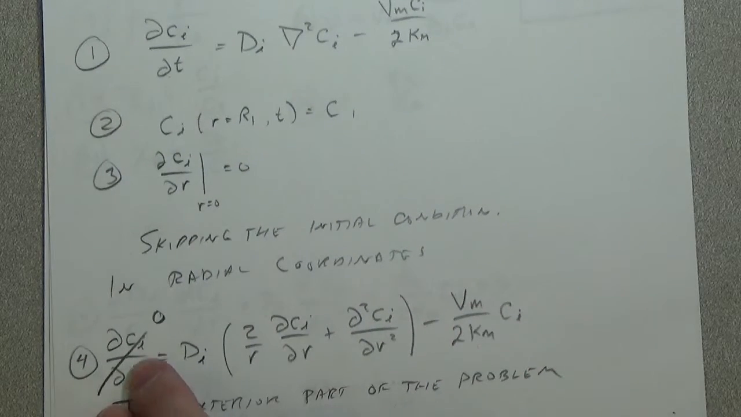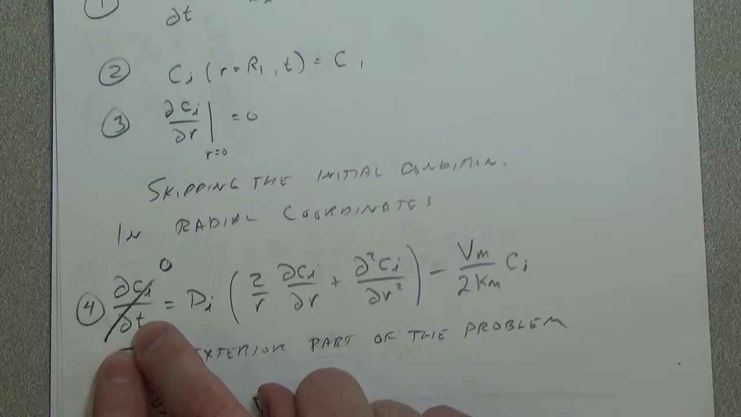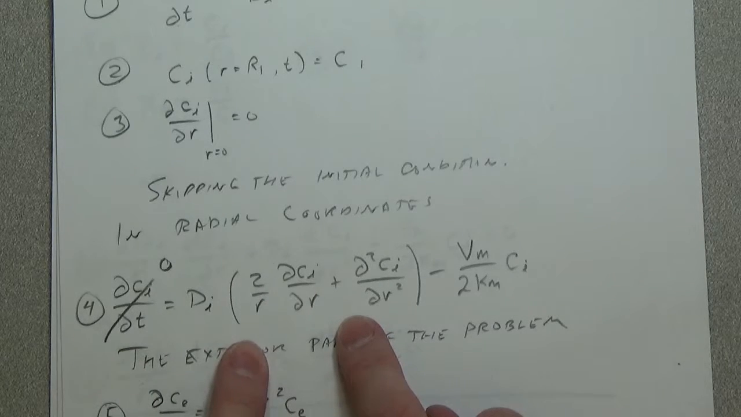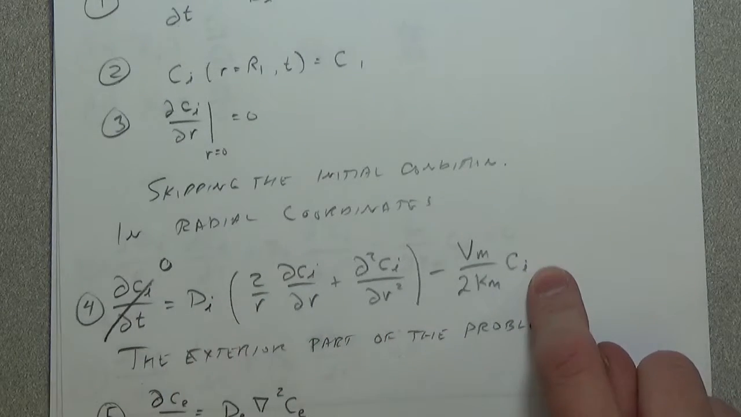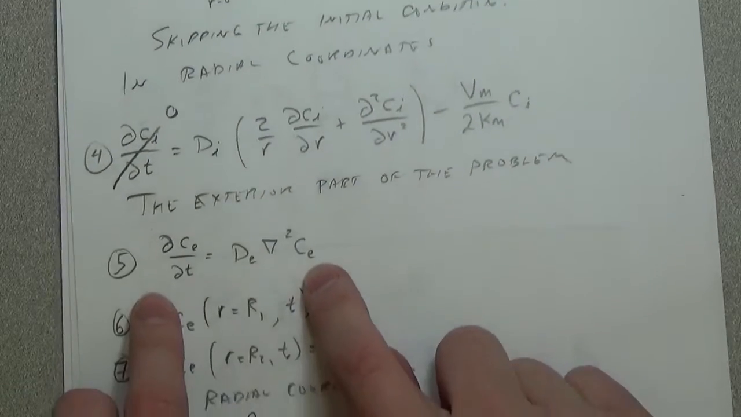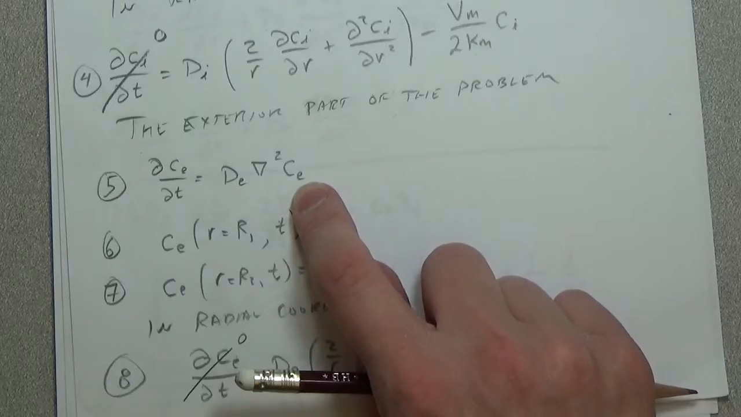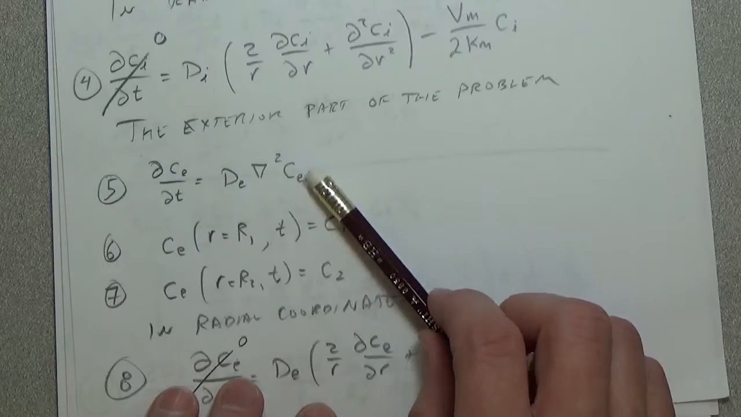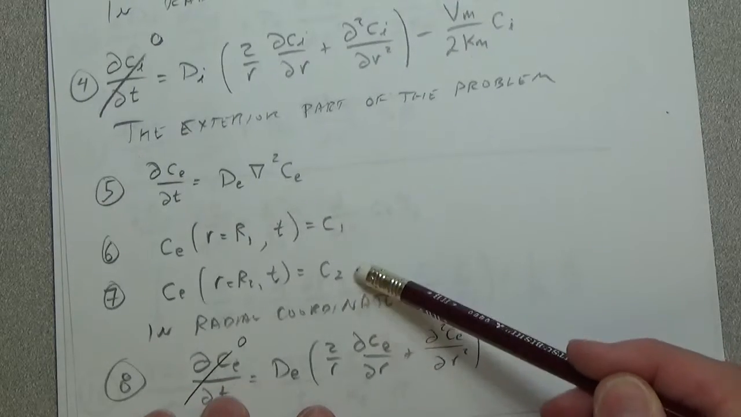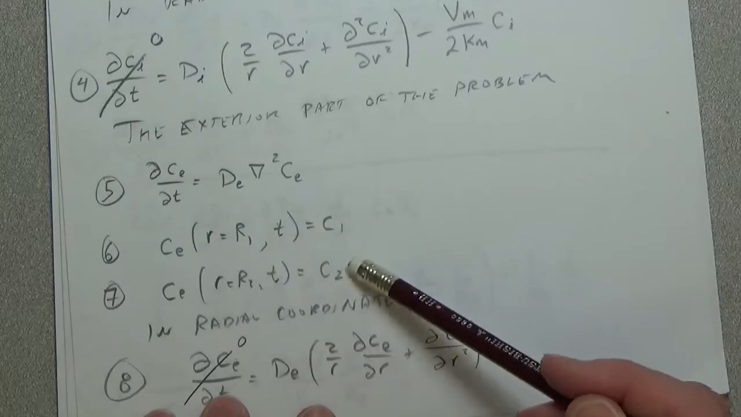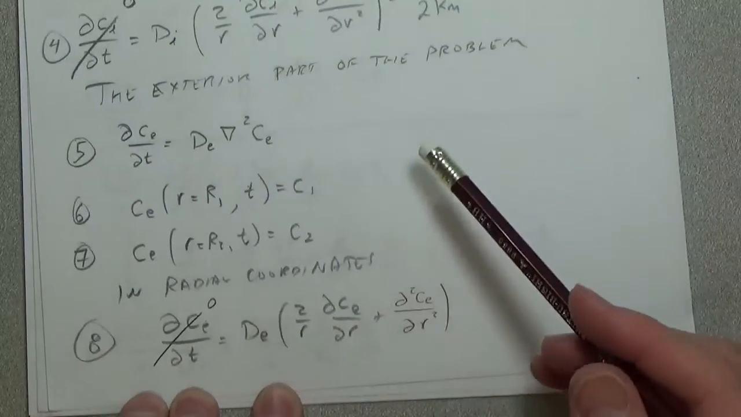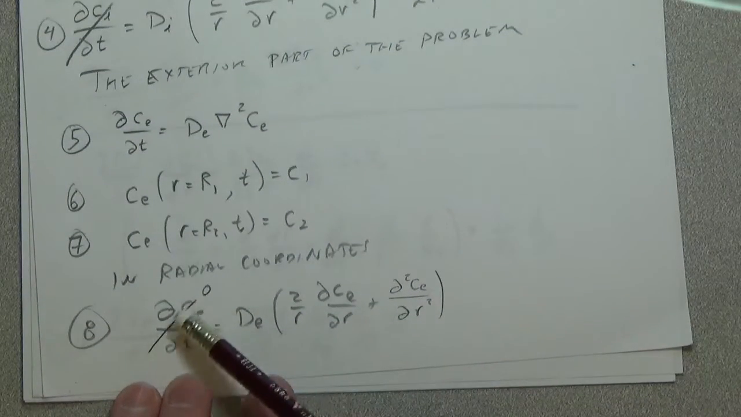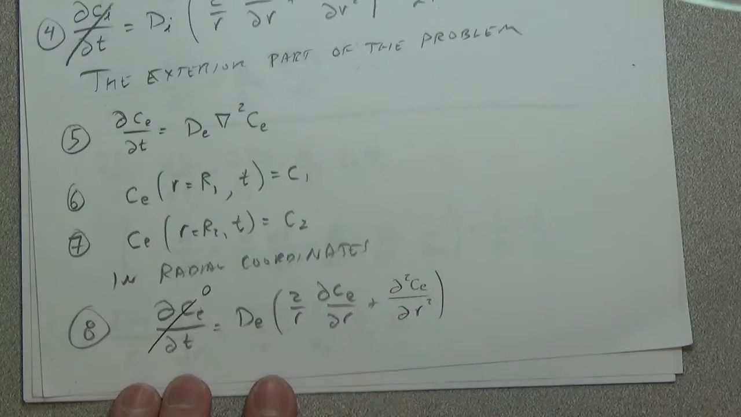If we take this, we're going to let the time component go to 0, because we're going to look only for the steady state solution, and express out our Laplacian in radial coordinates. So that gives us this differential equation. The exterior problem is very similar to the interior, except that now there's no consumption term because it's just diffusion, so it's Fick's second law. And the boundary conditions are that we have a constant boundary at R1 and a constant boundary at R2. Taking that and transforming it into radial coordinates and getting rid of the time-dependent component to make it just an ordinary differential equation, we get this expression.